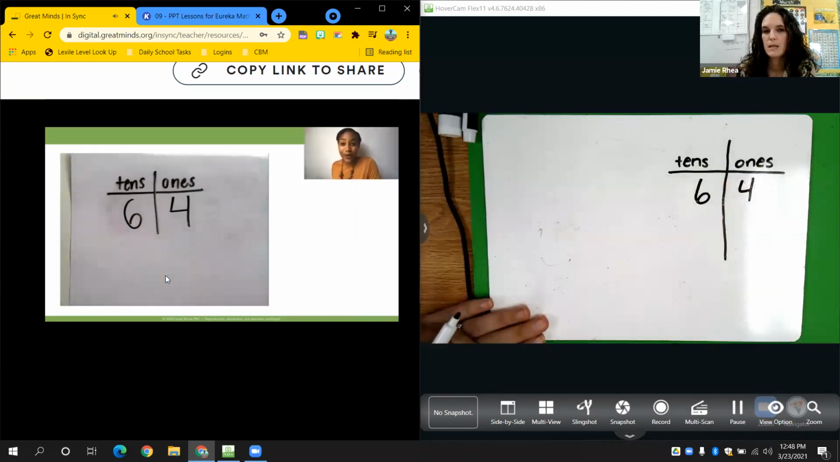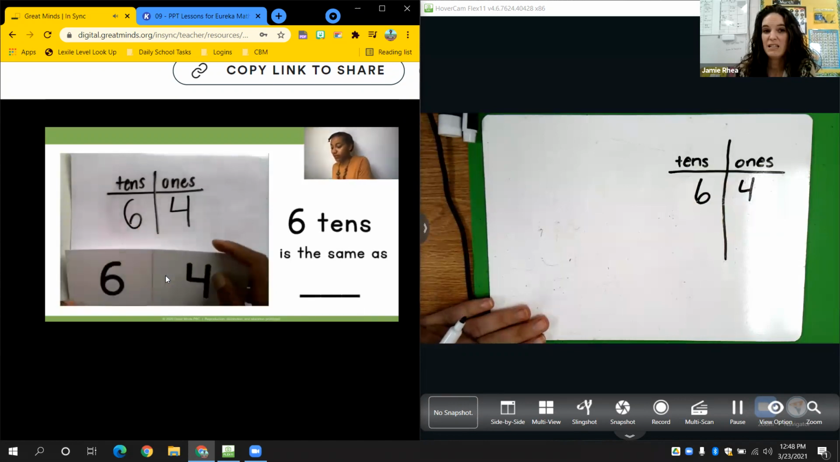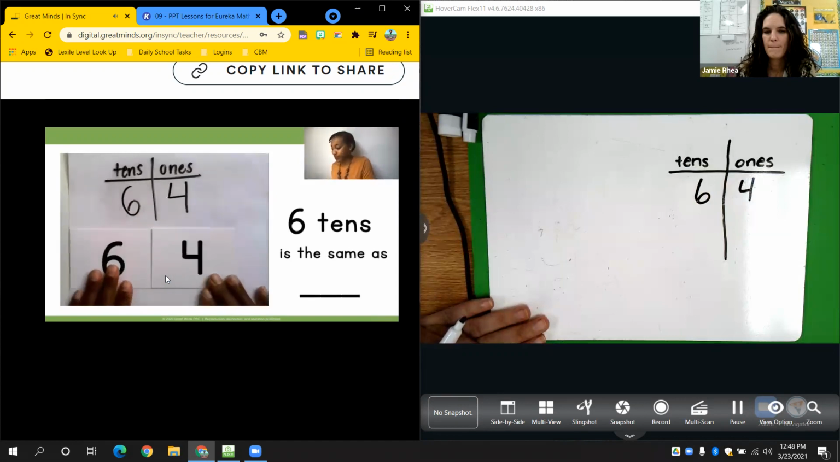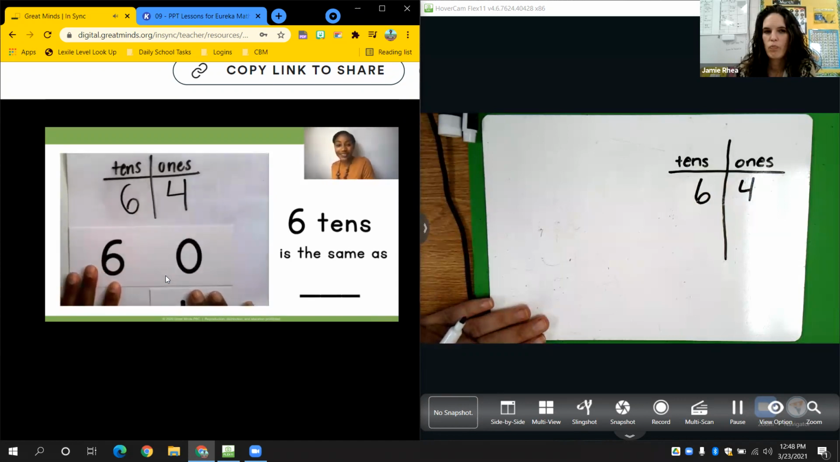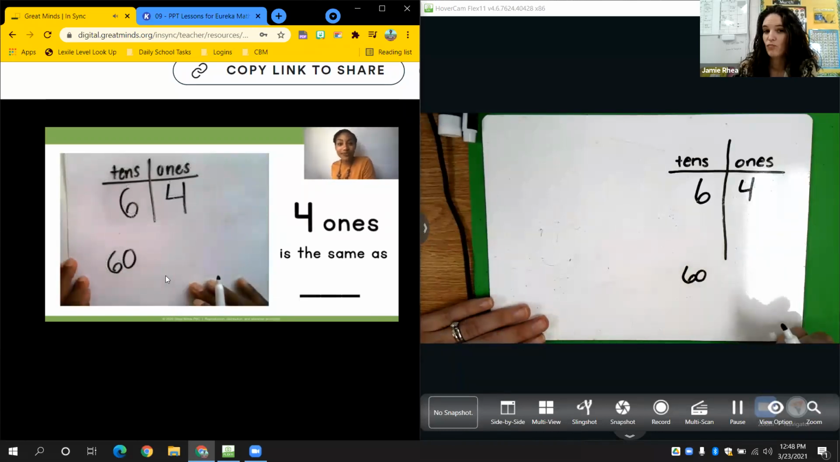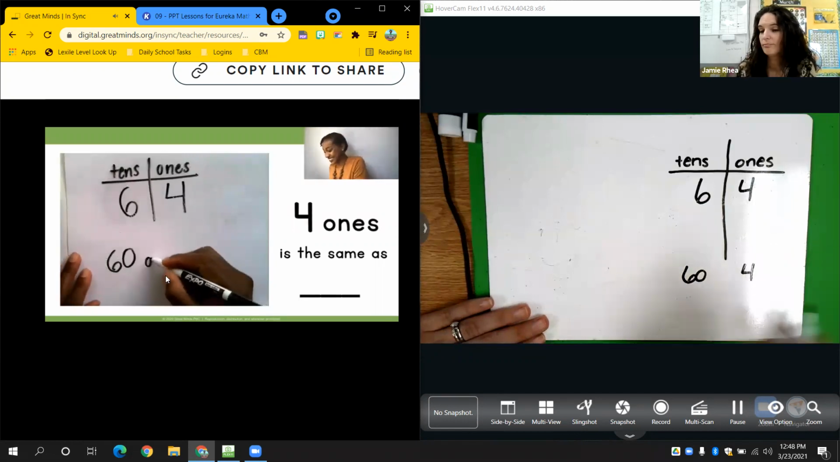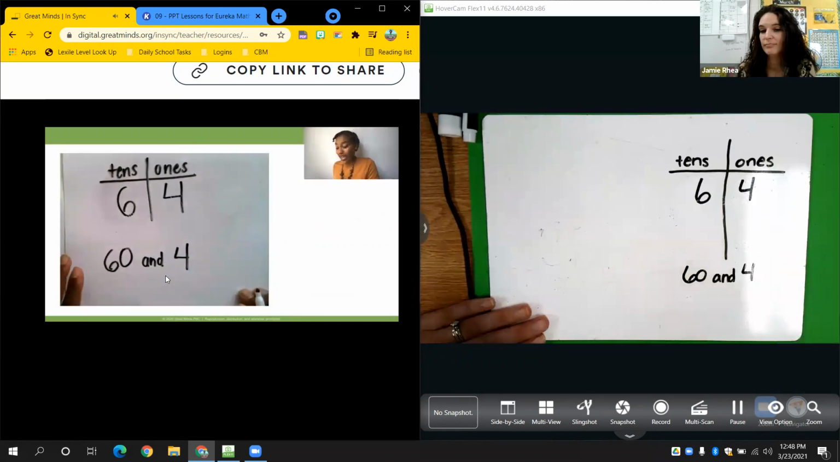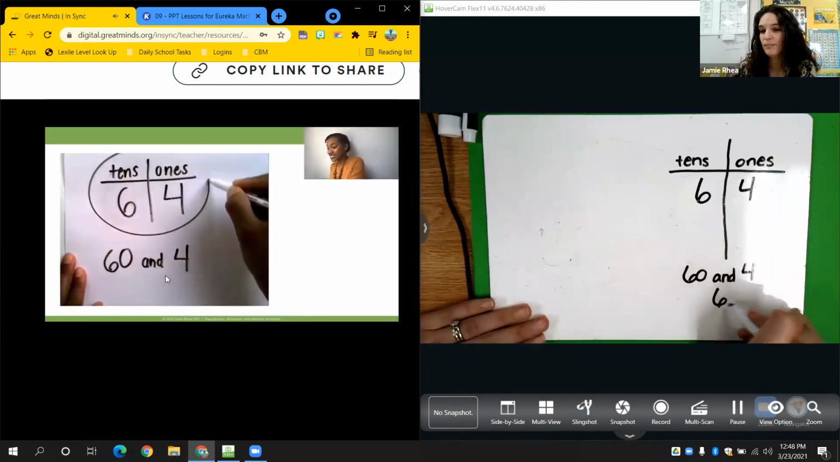Let's think about value now. What is the value of this 6? Well, 60, if I look at it in my hide zero cards. 64 has 2 parts. 60 and 4. The value of the 6 is 60. And what is the value of the 4 ones? Just 4. 60 and 4 make 64.